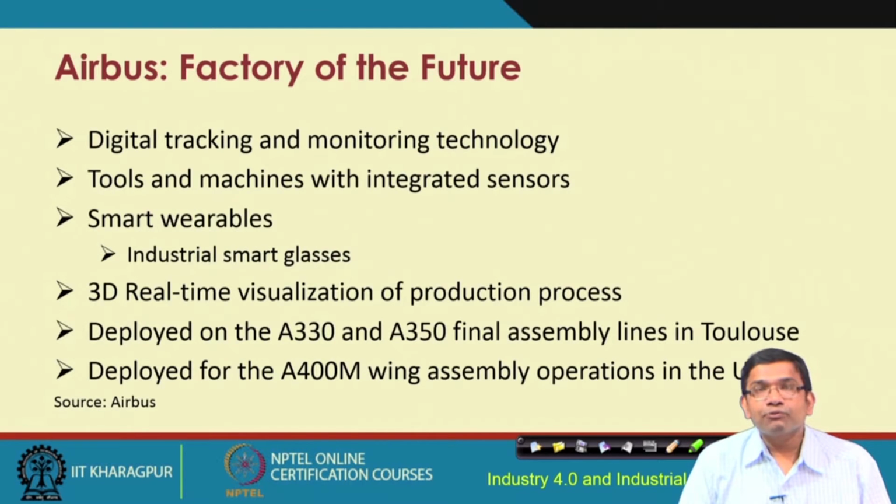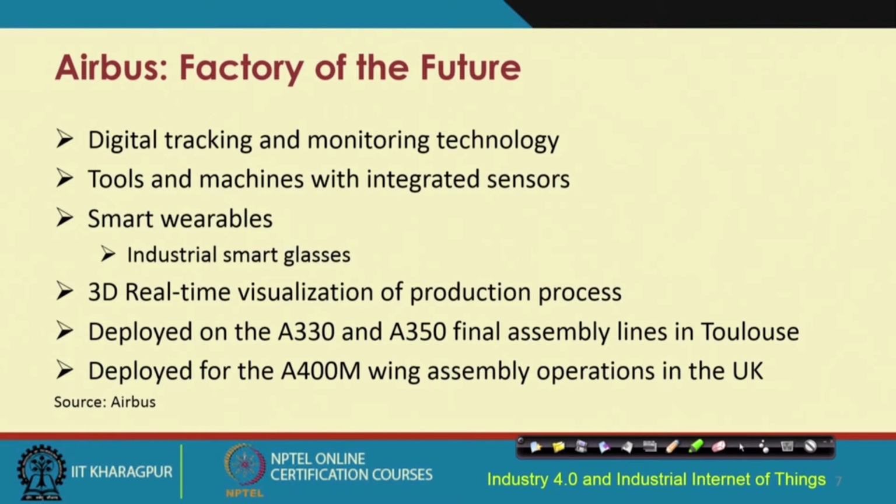Tools and machines with wearable sensors which are integrated to them. Not only those wearable sensors, but also equipment such as smart glasses can be used. The industry grade smart glasses could be used with maybe augmented reality support. So, Airbus is using all of these different things for its implementation of factory of the future.